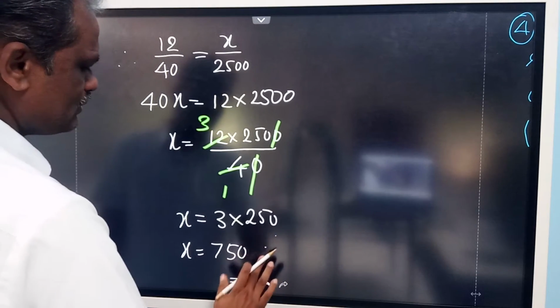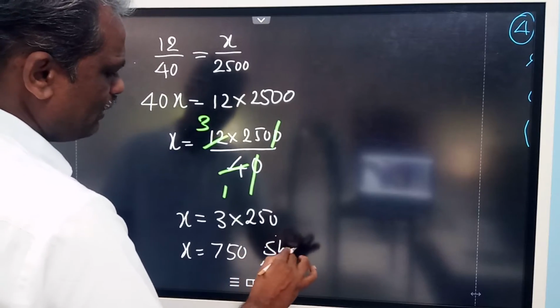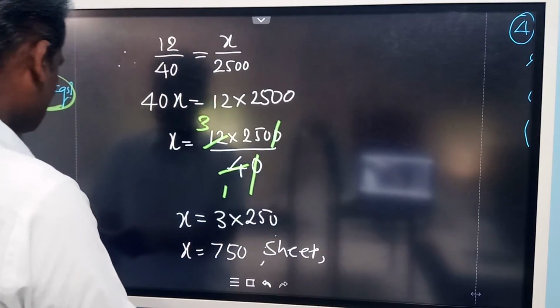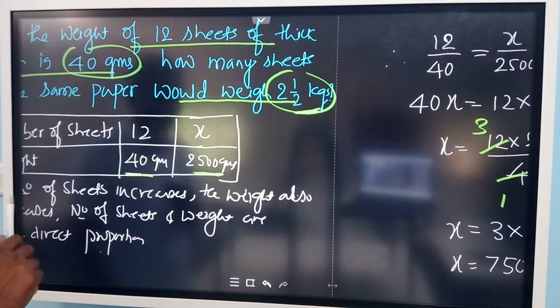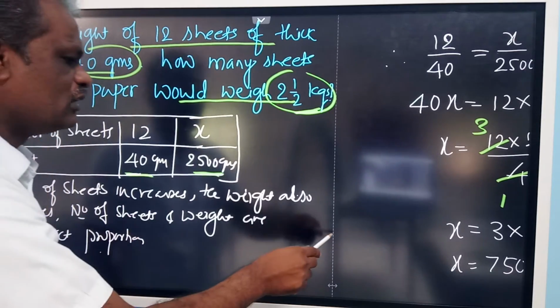750 sheets. So it is the number of sheets we have calculated. Therefore, 750 sheets weigh 2500 grams or 2.5 kg.